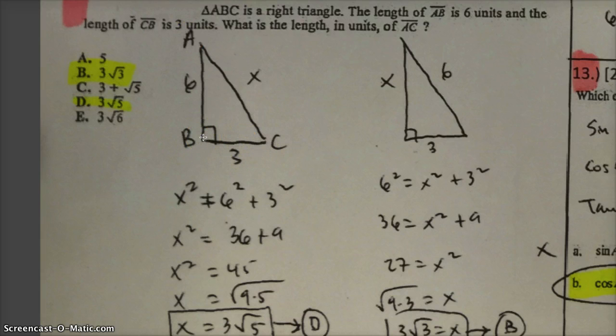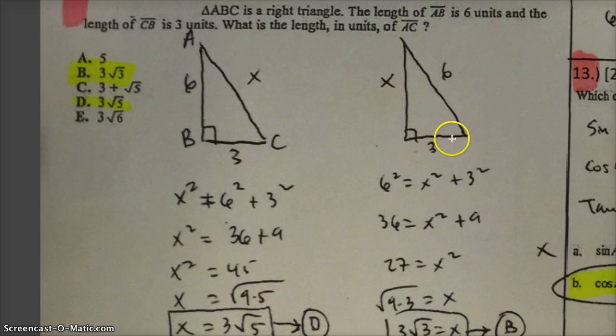So here, what I did is, again, the Pythagorean Theorem. When I do the Pythagorean Theorem here, you get x squared is your hypotenuse, 6 squared is 36, 3 squared is 9. You get x squared equals 45. Take the square root of both sides. The factors of 45 are 9 and 5, and the square root of 9 is 3. 3 radical 5 is one of your answers. You could have chosen D.